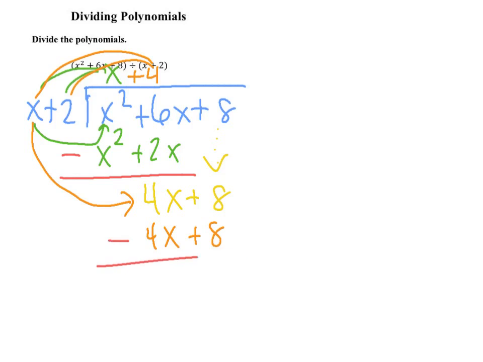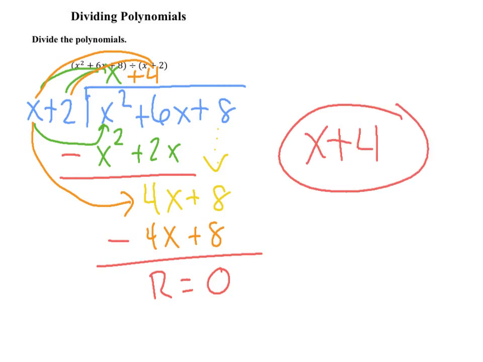Now I need to subtract. So 4 minus 4 is 0. 8 minus 8 is 0. There's nothing to bring down, so my remainder is 0. So my answer to this division problem is going to be x squared plus 6x plus 8 divided by x plus 2 is x plus 4.